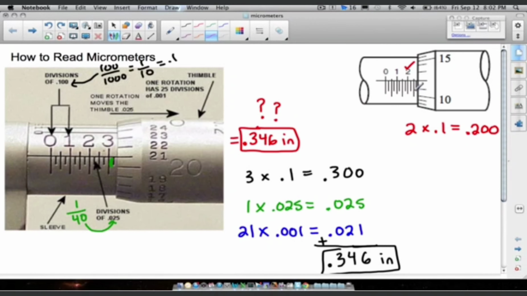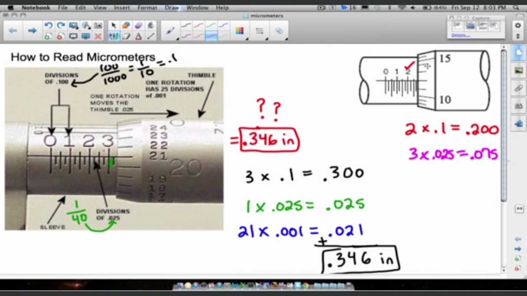So how many full spaces do we see? 1, 2, 3. So we got 3 spots. And remember, that broke it up into 40ths of an inch, or 0.025. So we multiply by 0.025. And 3 times 0.025, we get 0.075.